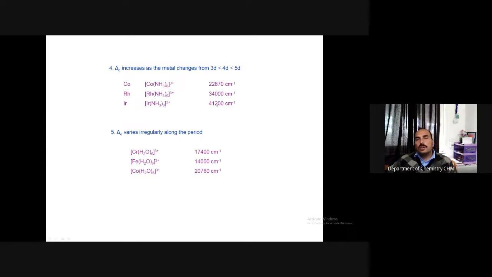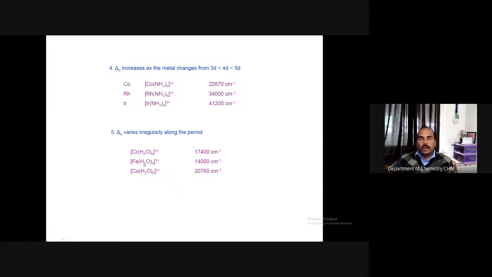It's also higher because the orbital overlap with the 4D and 5D is stronger than the 3D case. So delta O varies irregularly along the period. Chromium, iron, cobalt, there is almost no connection, right? Chromium is 17,000, iron is 14,000, cobalt is 20,760, depending on how well a ligand and metal are interacting. If that is matching better, you will see more splitting.